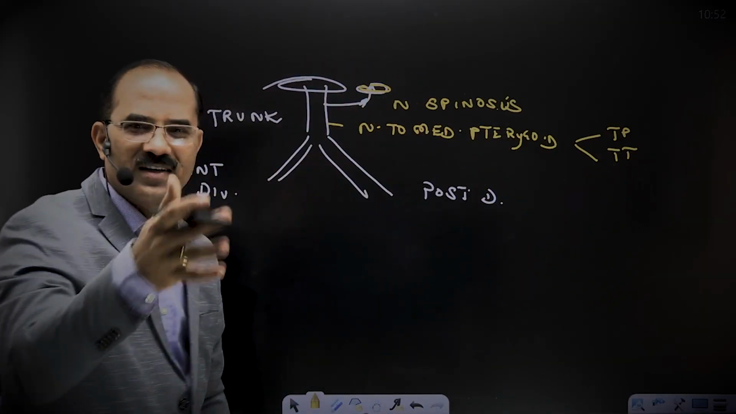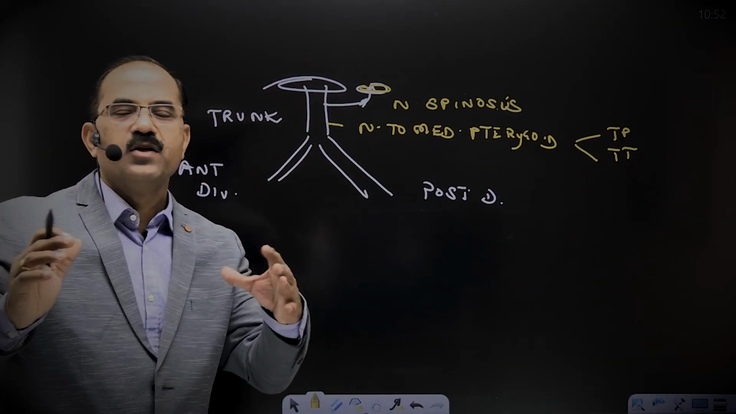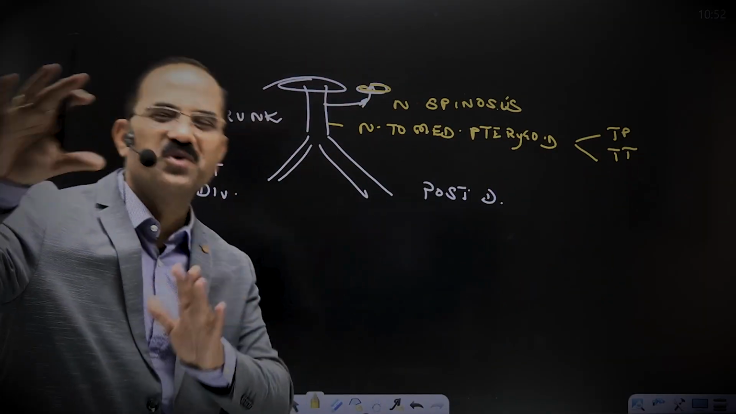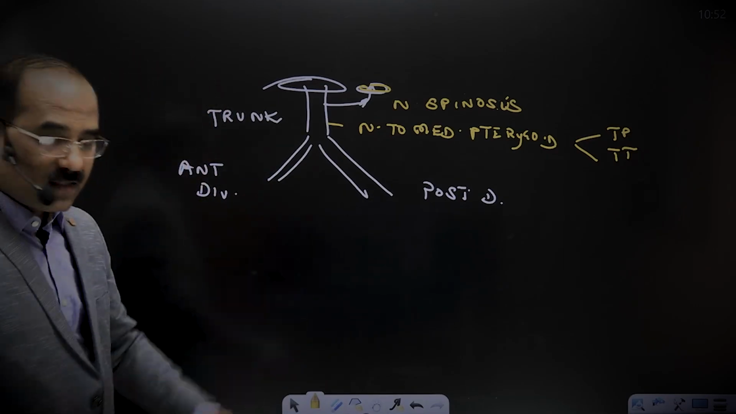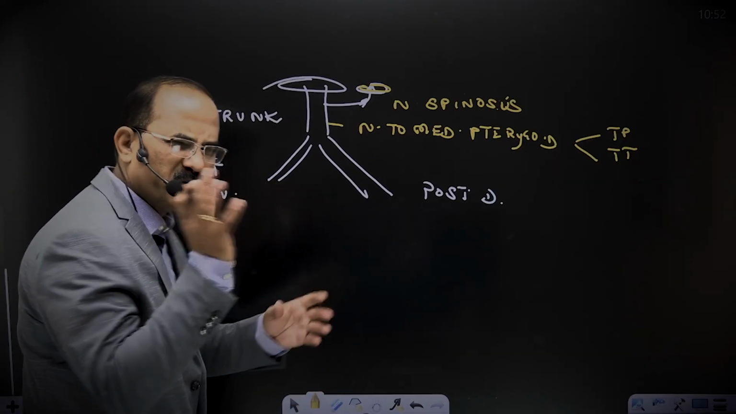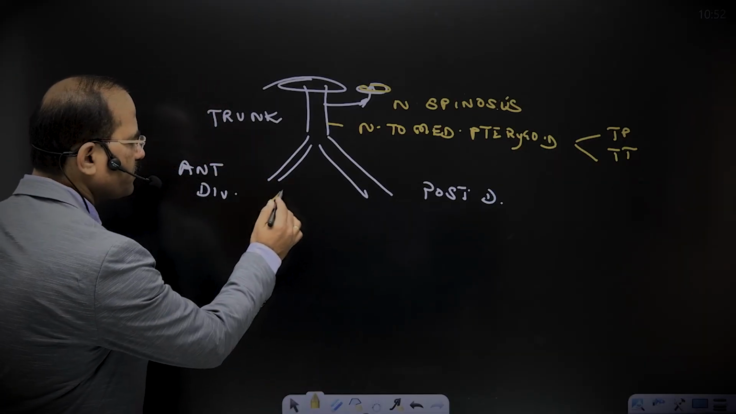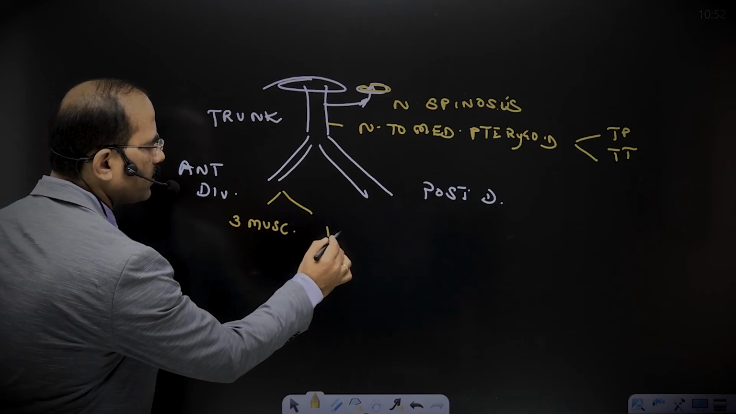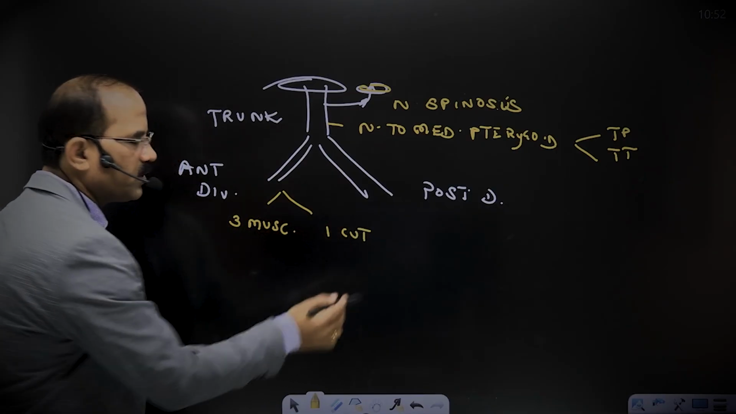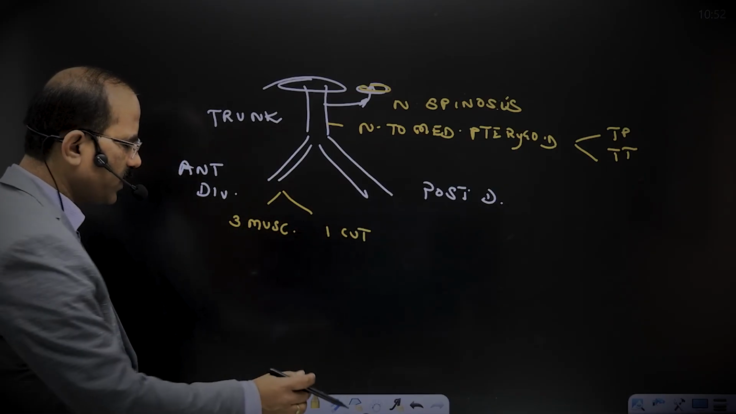Always make flow charts like this, so it is very easy to remember from an MCQ point of view. Okay, good. So, anterior division, how do we remember this? Anterior division gives 3 muscular branches and 1 cutaneous branch, or sensory branch.